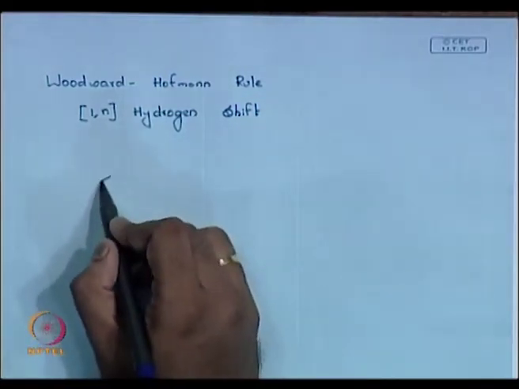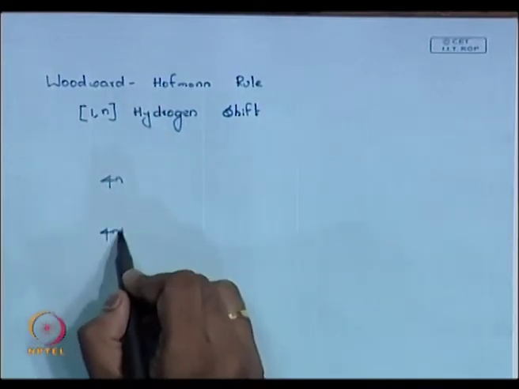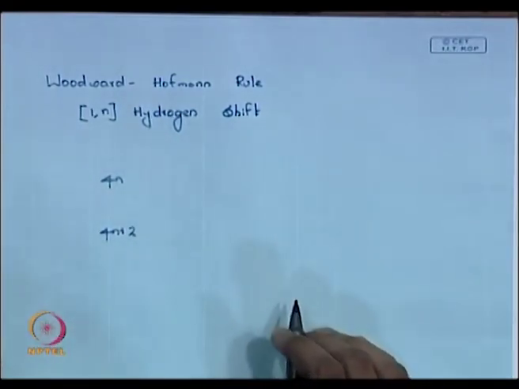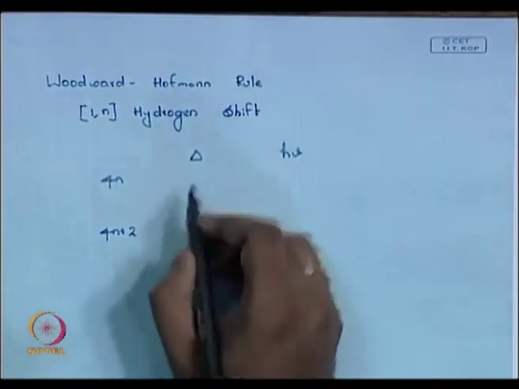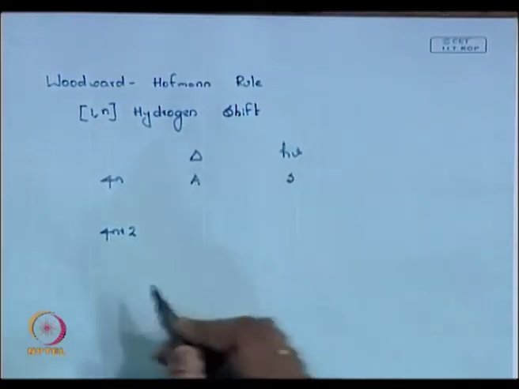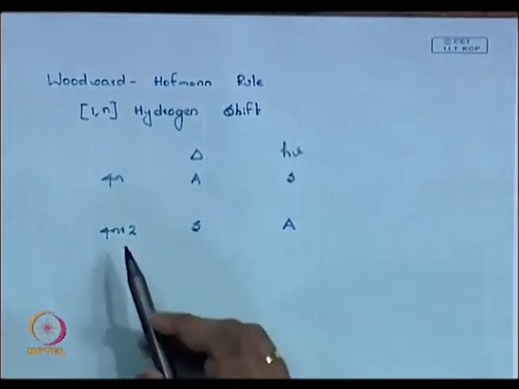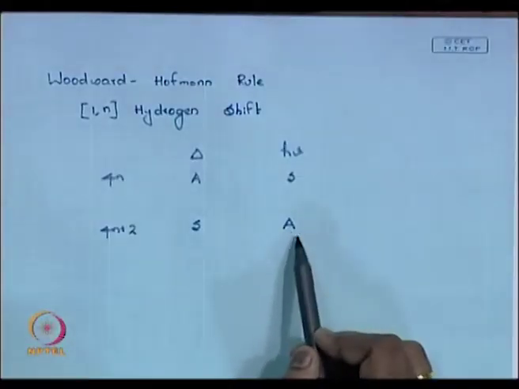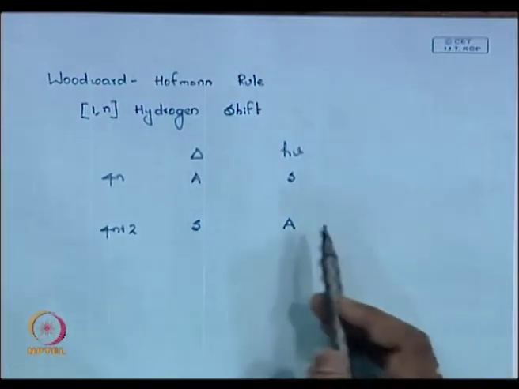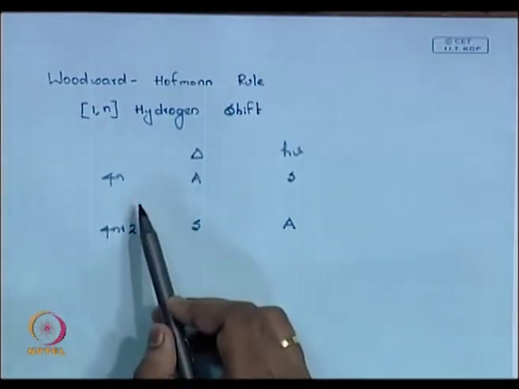So, we said that we will take 4n plus 2. I am talking about the number of electrons involved, it will be pi system as well as sigma electrons. Then on heating it will be suprafacial, and in light it will be antarafacial, just the opposite. What I mean is that if I take a 1,5 hydrogen system, it will be a 6 electron system. If I heat it, I might end up with suprafacial, and in light it will be antarafacial. And if it is a 1,7 system, it will be the other way around.